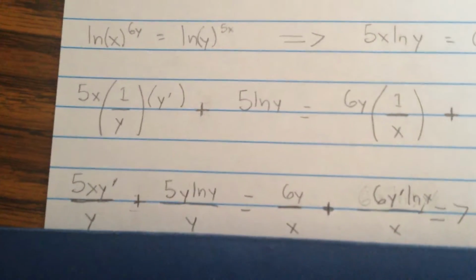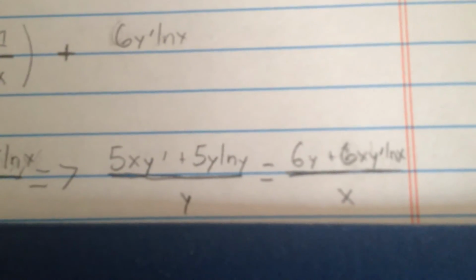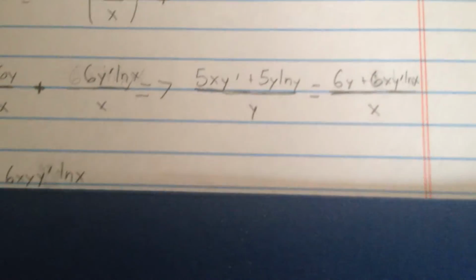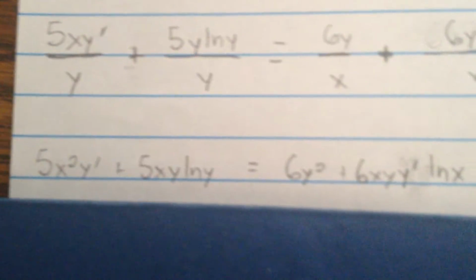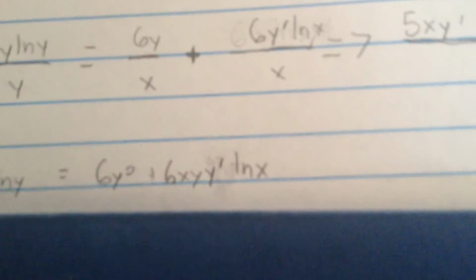We're going to simplify that more and get common denominators and add each side respectively. So it looks like this. And then we're going to cross multiply to get rid of the x and y on the bottom. So we end up with 5x squared y prime plus 5xy ln of y equals 6y squared plus 6xy y prime ln of x.